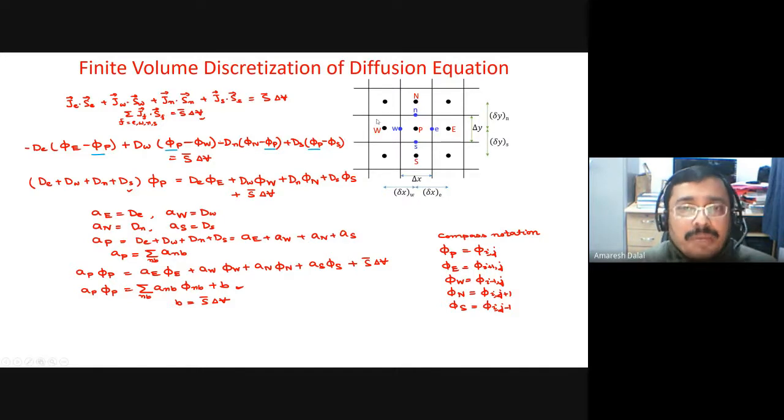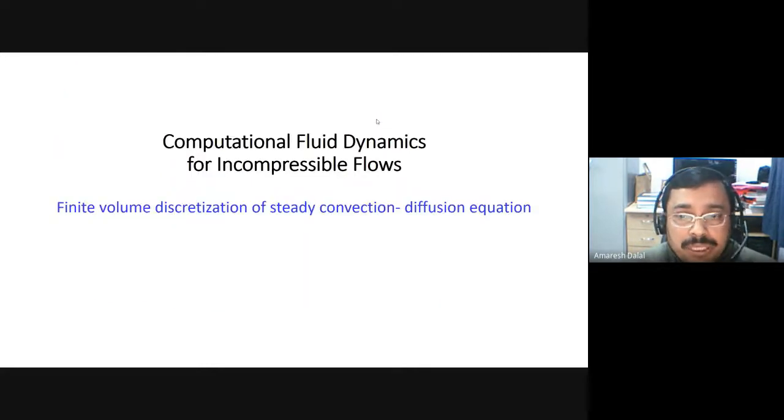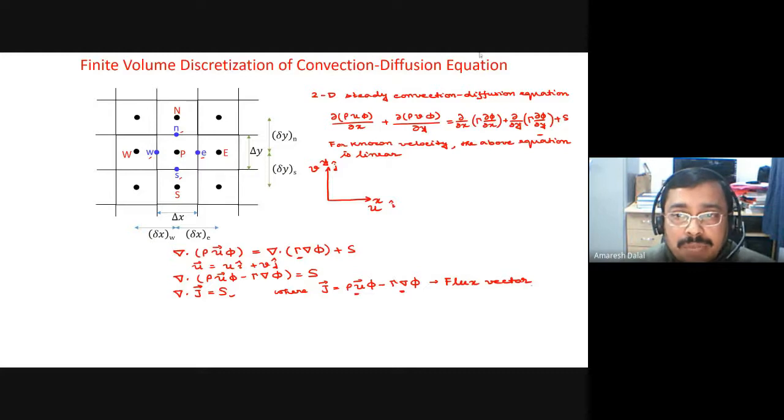So now we have learned how to discretize the diffusion equation. Now let us add the convection term. If we add the convection term, this is the equation in 2 dimensions, and this equation is linear if velocities are known and we are solving for phi. If you take this to the left hand side, you can write divergence of (rho u phi minus gamma grad phi) is equal to S. So now we can write this as a flux vector.